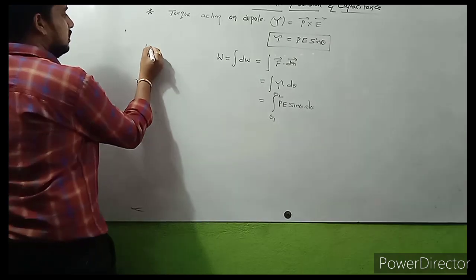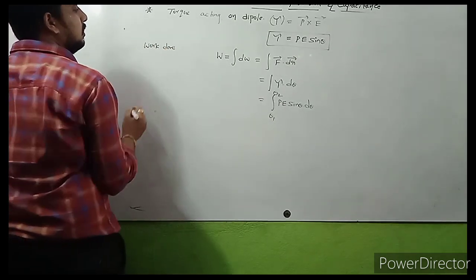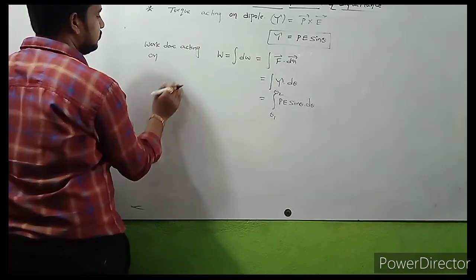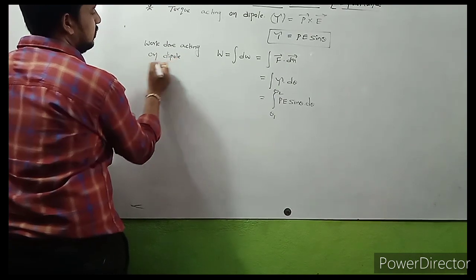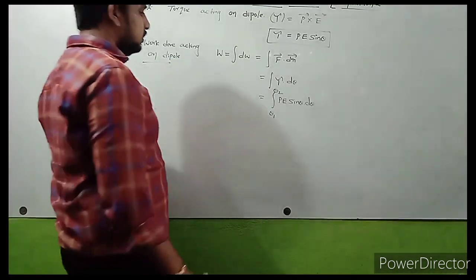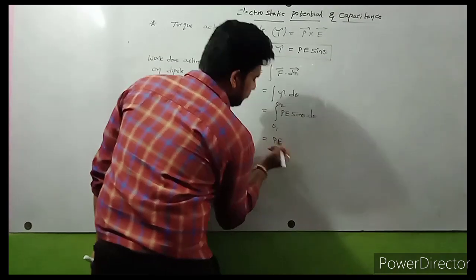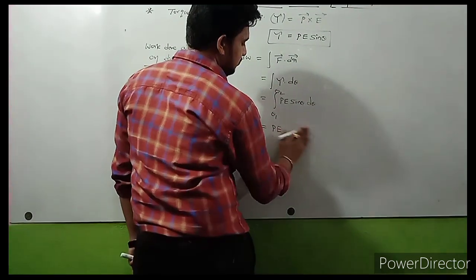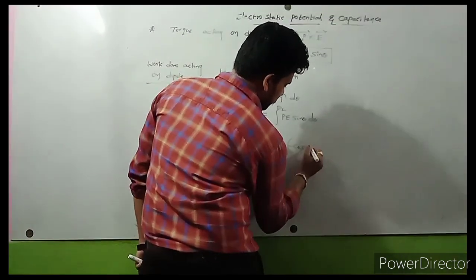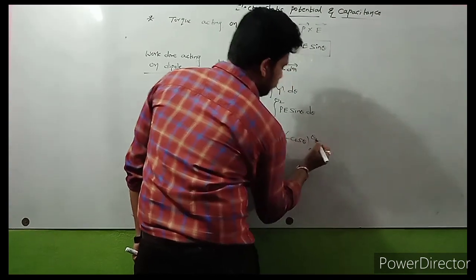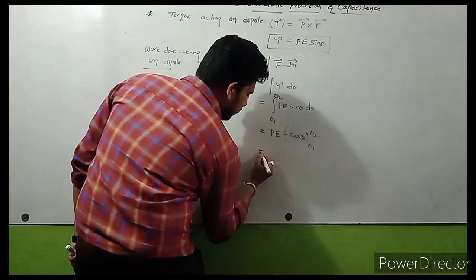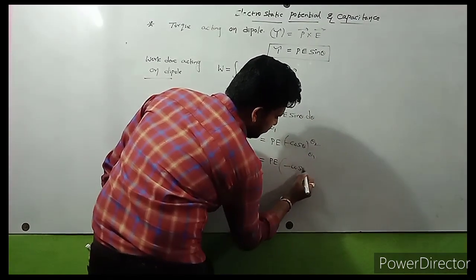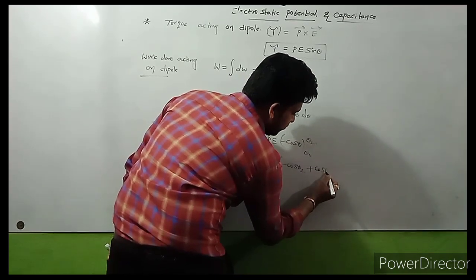Here W means work done acting on the dipole. P is a constant. The integral of sin theta is minus cos theta, from theta 1 to theta 2, upper limit minus lower limit. Then we get P E into cos theta 2, minus of minus, plus cos theta 1.